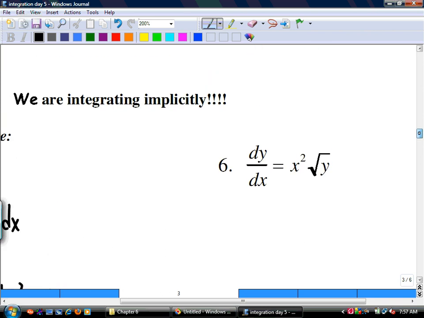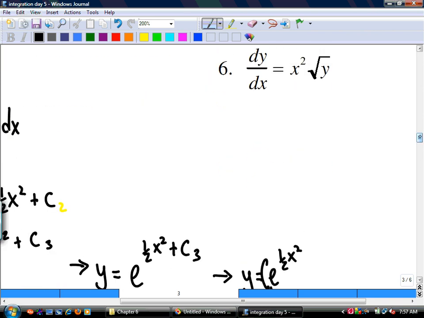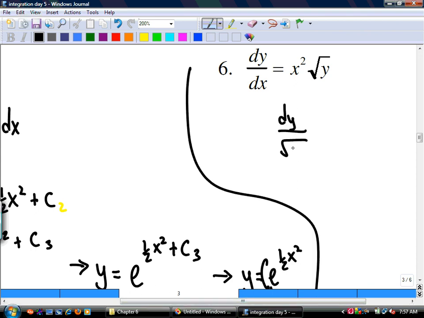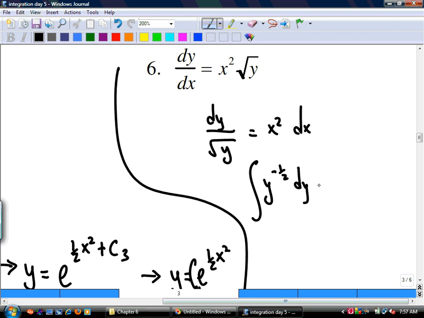Okay, is there one up here to do? Oh, look at that, number 6. So get dy over dx, okay, so dy over the root of y equals x squared dx. So you can write it as the integral of y to the negative 1/2 power dy equals the integral of x squared dx.